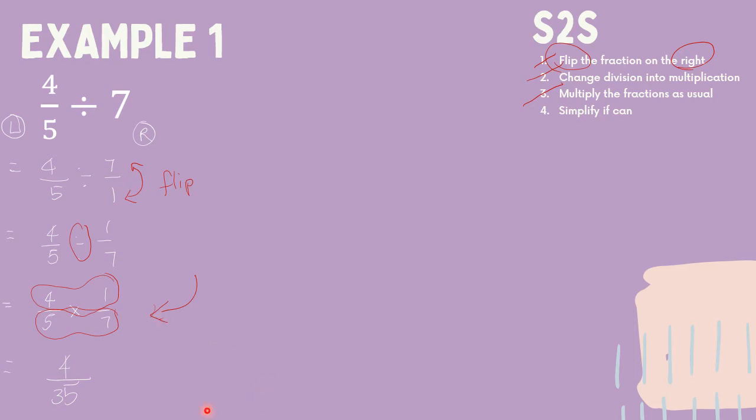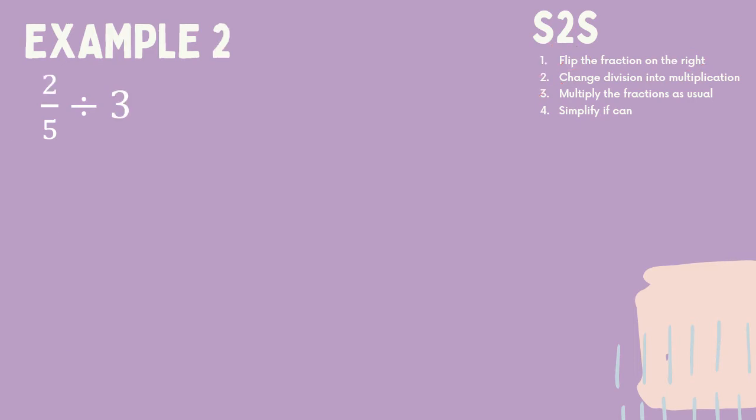Step 4, simplify if can. Now ask yourself, can you reduce this fraction further? 4 out of 35, can you divide them by the same factor? If you can't, then the answer stays as 4 out of 35. Example 2, 2 out of 5 divided by 3.